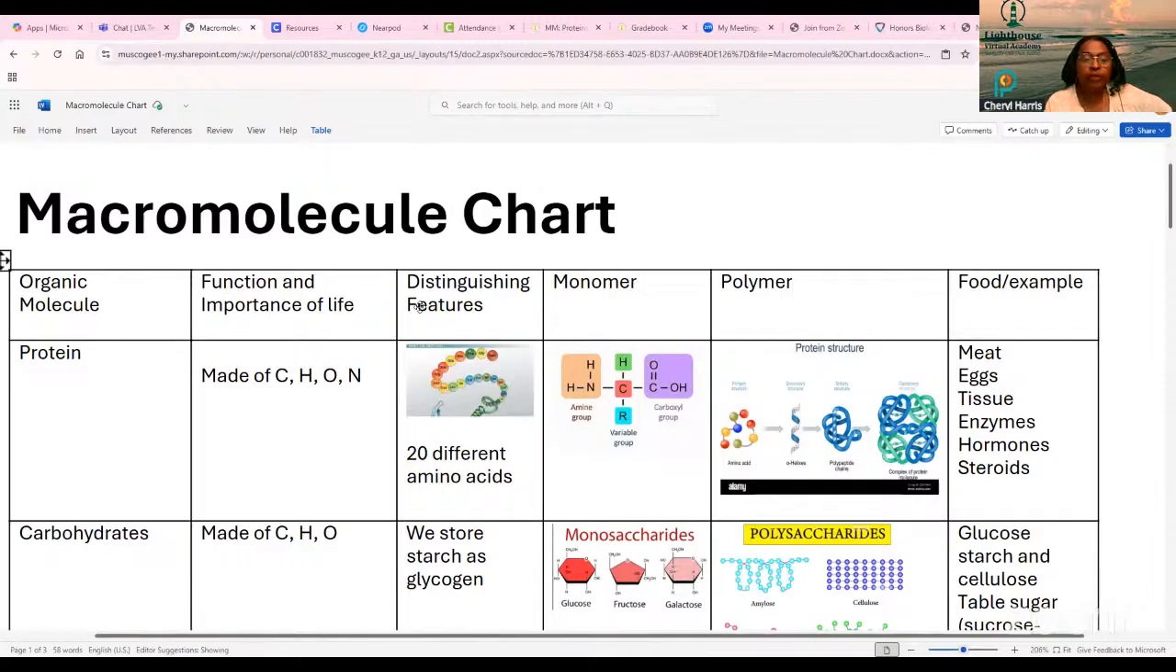Again, the first picture under distinguishing is showing that there are 20 different kinds of amino acids. Later on, when we talk about protein synthesis, we'll worry about what their names are and what they do and how they bond together. Right now, we just need to know that there are 20 different kinds of amino acids. We need to know that the monomer is an amino acid, and they look like a chain of pearls when they link together. So that's why the picture over here, and this one too, looks like a string of pearls.